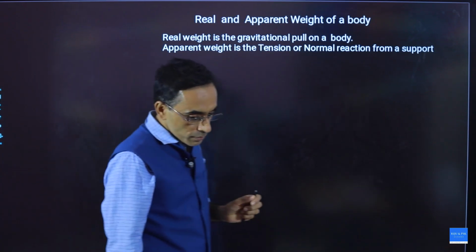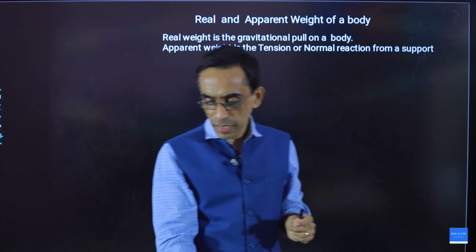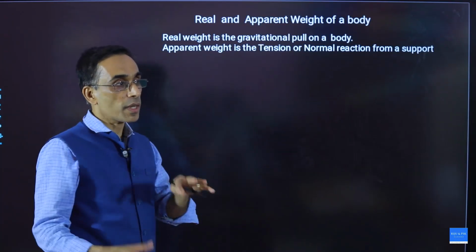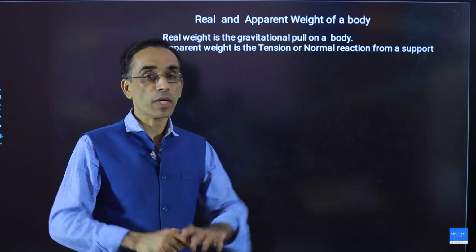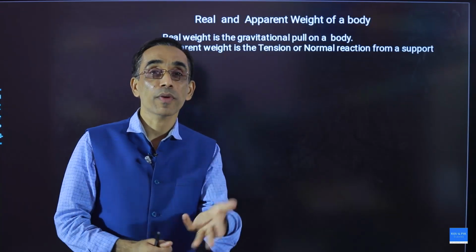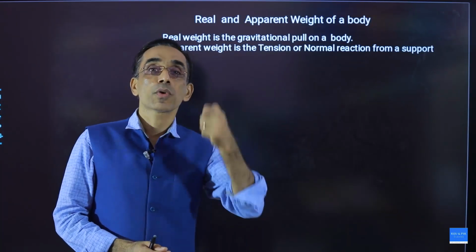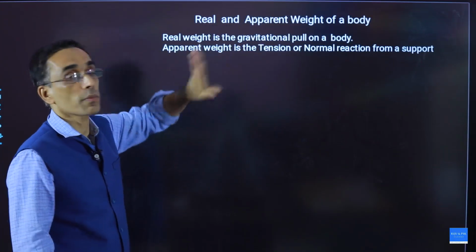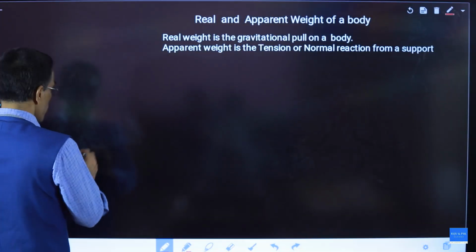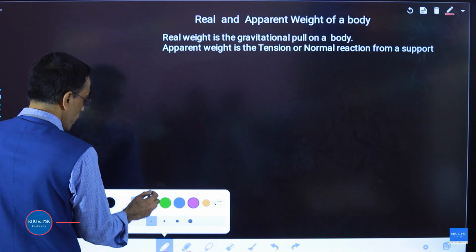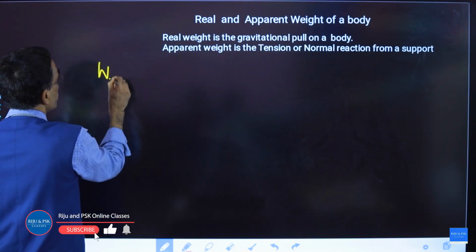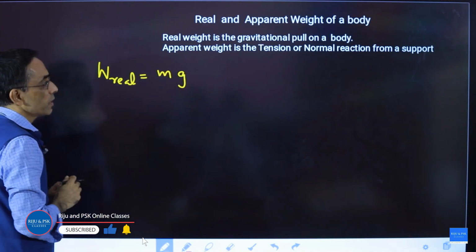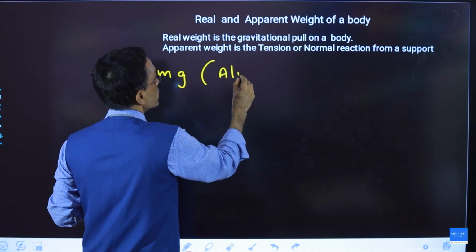Okay. Now, this is again a very interesting thing. It is called real weight and apparent weight, because we sometimes will not feel our actual weight. Okay, first of all, what is the weight of a body? Weight is the gravitational force on a body. The real weight is the gravitational pull on a body, and gravitational pull on the body is always calculated using the equation mg. So, we can say W real is always m into g. Okay. This is always constant.